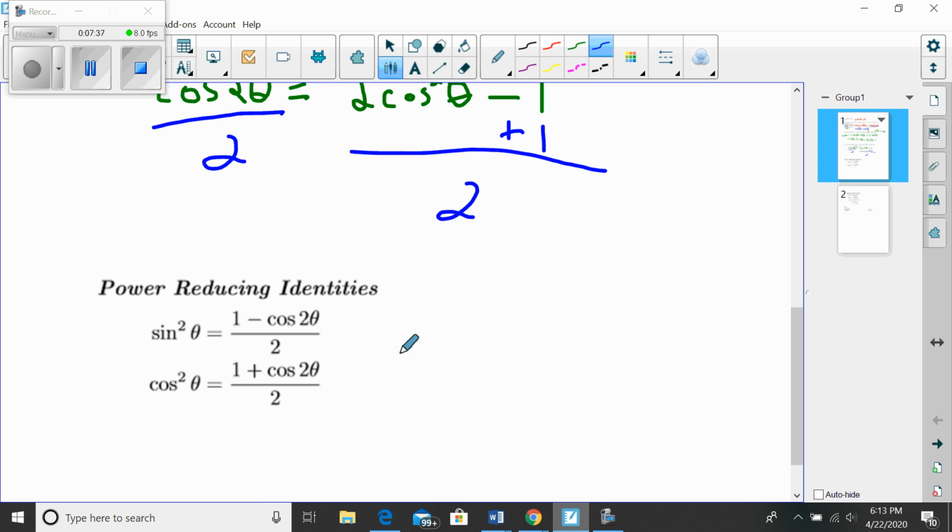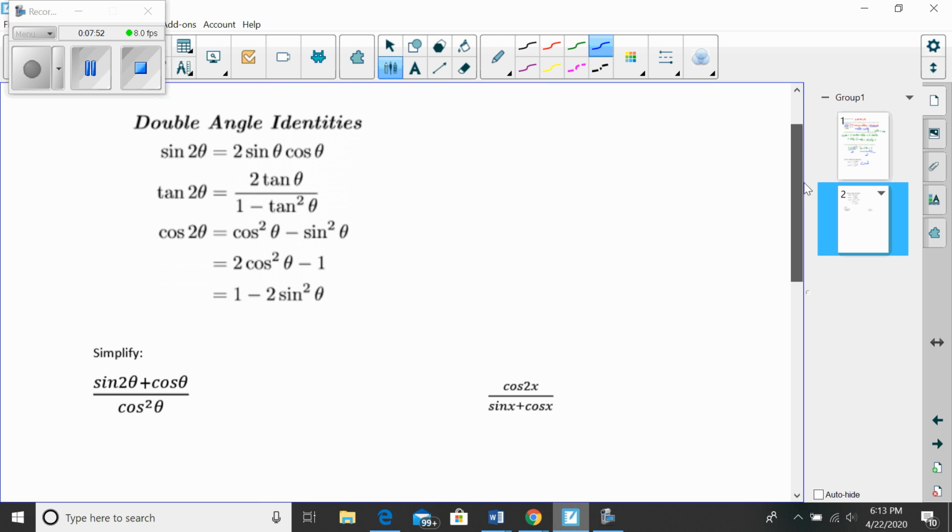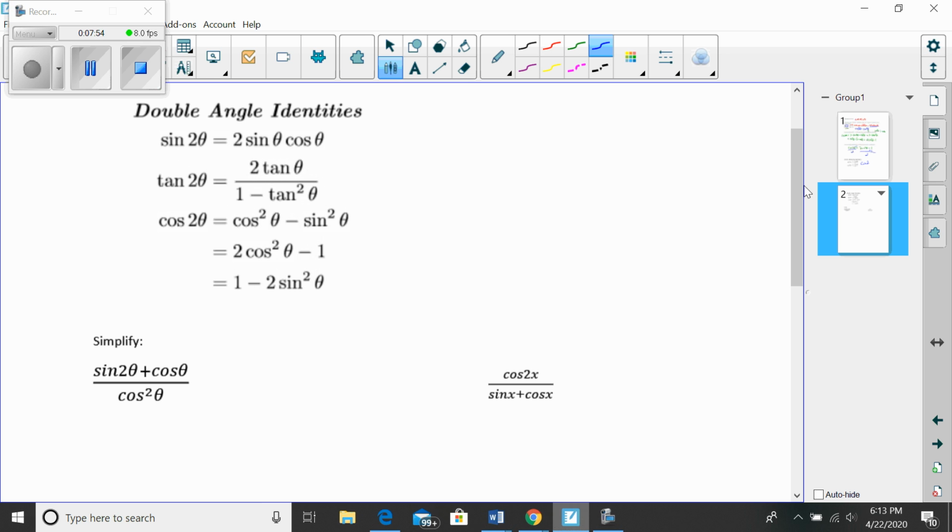Okay, so again, I didn't even assign you any exercises with this today. If you go and take Calc 2, you will use this. You'll actually use it quite a bit in Calc 2. So on to the last page. We're just going to practice a little bit using these double angle identities.